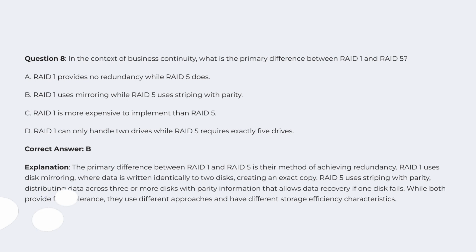Correct answer, B. Explanation. The primary difference between RAID 1 and RAID 5 is their method of achieving redundancy. RAID 1 uses disk mirroring, where data is written identically to 2 disks, creating an exact copy. RAID 5 uses striping with parity, distributing data across 3 or more disks with parity information that allows data recovery if one disk fails. While both provide fault tolerance, they use different approaches and have different storage efficiency characteristics.